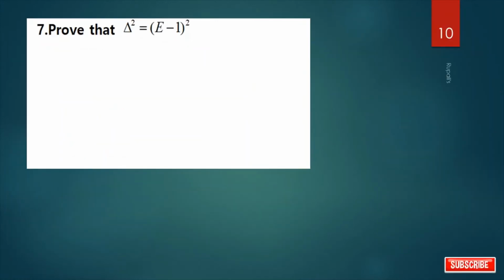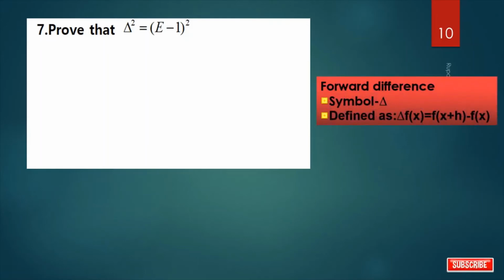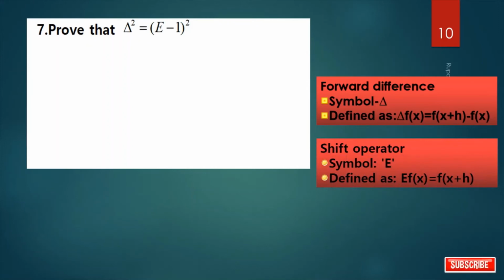Our next problem is prove that delta square equals (e minus 1) whole square. I am giving hints. This is the forward difference operator and this is the shift operator. Now think. I am giving 10 seconds for you.